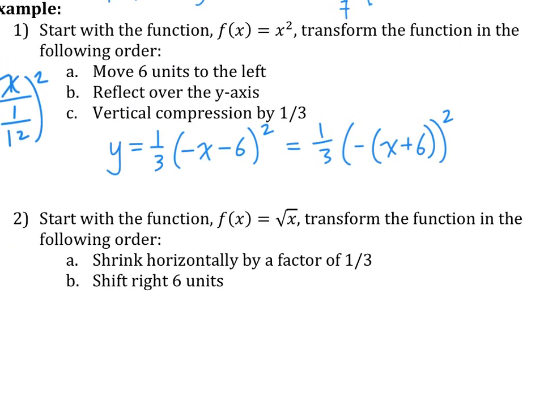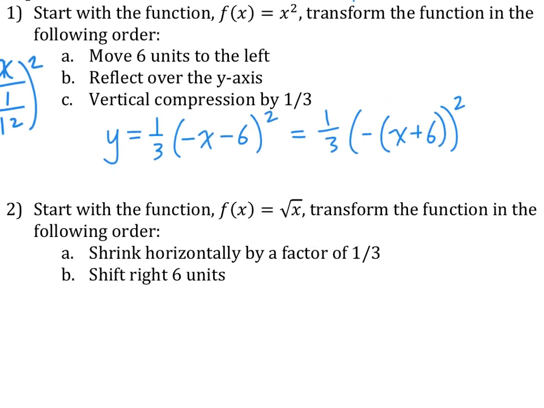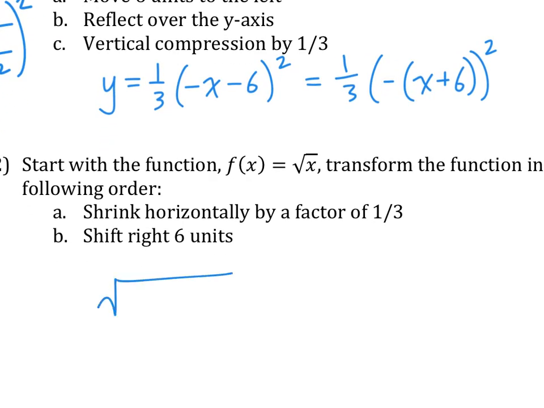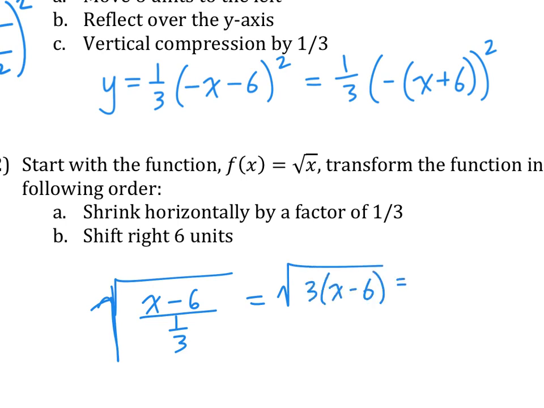Okay, start with the function square root x. Shrink horizontally by a factor of 1/3. Shift right 6. Oof, this sounds horrible. Okay, try it. Shrink is the same as compress. Okay, so you are moving right 6. So no matter what, you're going to have to do this. And then you're going to shrink horizontally by a factor of 1/3. So if you clean this up, you're going to have 3 times x minus 6, which is square root of 3x minus 18.